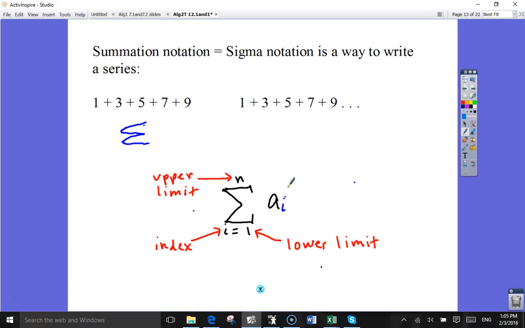Say again? 2n minus 1, right? 2 times 1 minus 1 is 1. 2 times 2 minus 1 is 3. 2 times 3 minus 1 is 5. Good. So the formula is 2n minus 1. Now, since I used n in the formula, I've got to use n as the index. And now I want a lower limit and an upper limit that will make me plug into that formula 5 times: 1, 2, 3, 4, 5. So the simplest way is to let the index go from 1 to 5.